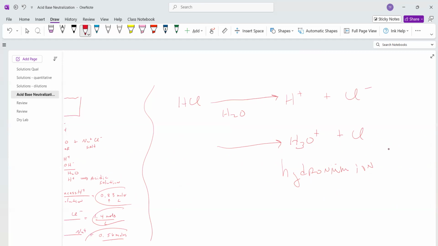And the bond between the H plus and the water is a very special type of bond. It's called a coordinate covalent bond. And that's what makes that bond. They're used fairly regularly in organic chemistry, for sure, particularly in pharmaceuticals. They use a lot of coordinate covalent nitrogen bonds with H.